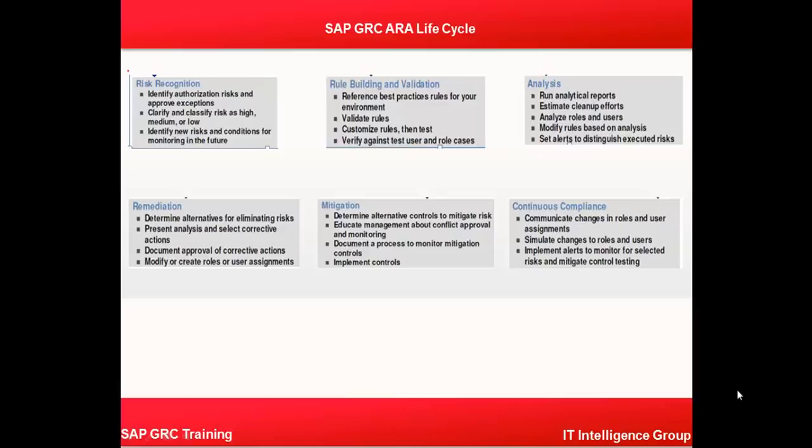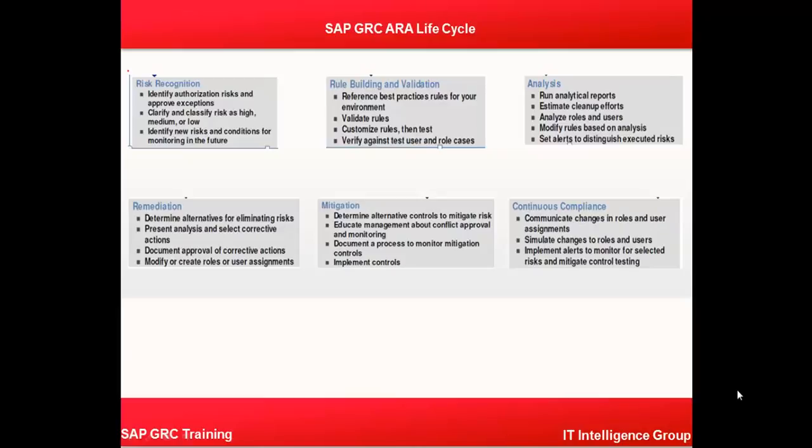So we need to come up with a mitigation plan for them, that is, determine alternative controls to mitigate risks. Educate management about conflict approval and monitoring. Document a process to monitor mitigation controls. Implement controls. And then the last step is continuous compliance.